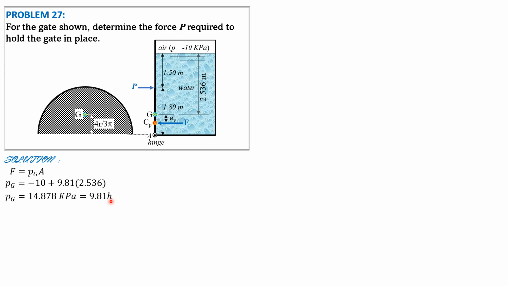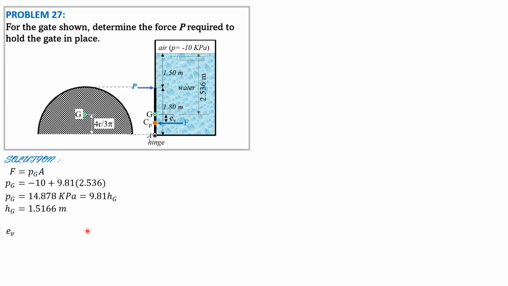So negative 10 plus 9.81 times 2.536, and that is equal to 14.878 kilopascals, then equated to the specific weight of water in contact with the gate times hg, so that we can solve for hg. So solving for hg is 1.5166 meters. The other way of computing hg is you convert the pressure head negative 10 into pressure head of water, negative 10 over 9.81, then you add 2.536 and you will get 1.5166 also.